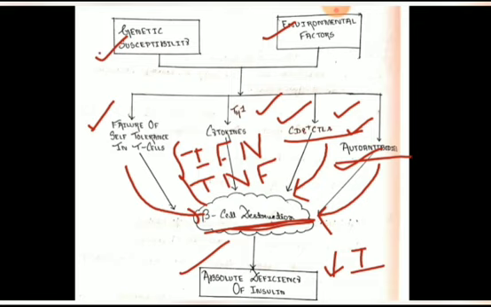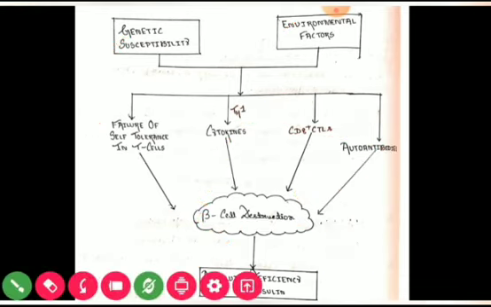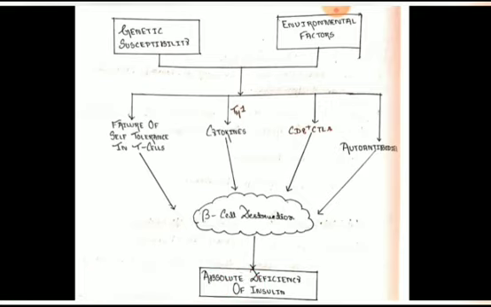So the genetic susceptibility and the environmental factor will cause the failure of self-tolerance, Th1 activation, CD8 plus CTLs will directly affect the beta cells, and release of autoantibodies, all of which will cause destruction of the beta cells, due to which there will be an absolute deficiency of insulin. So this is all about the pathogenesis of type 1 diabetes mellitus.